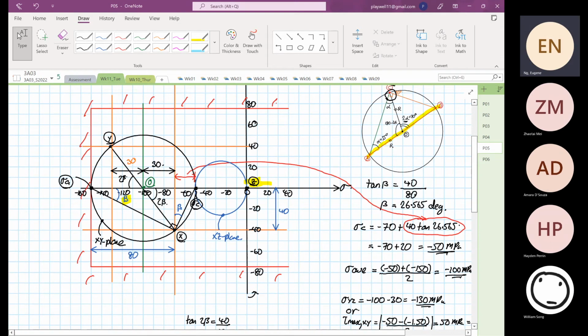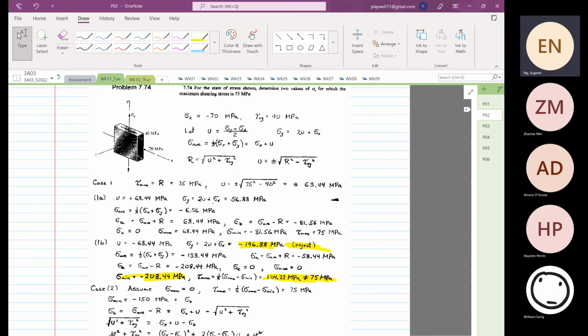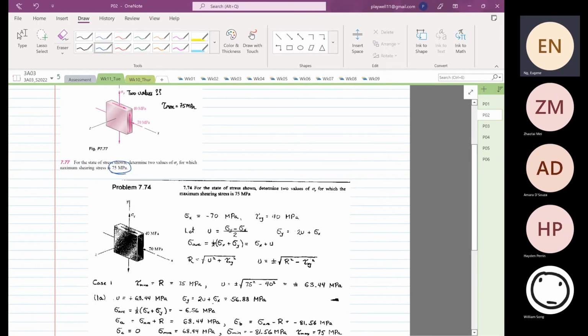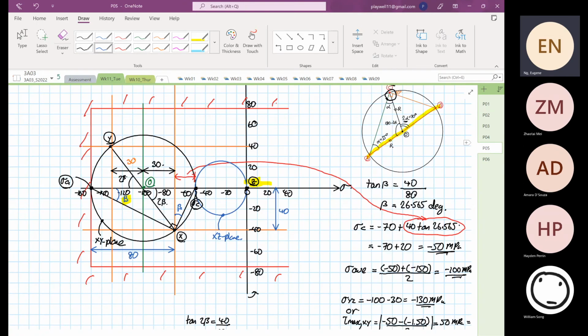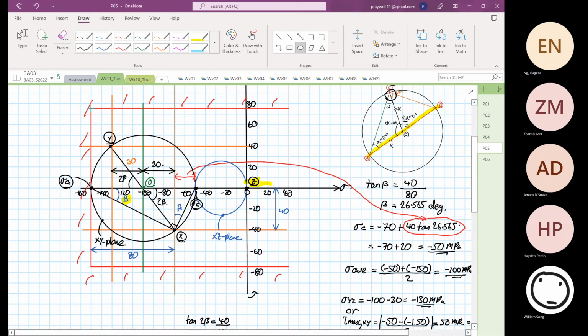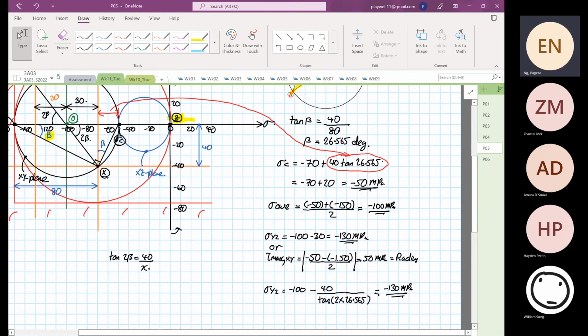And finally, we have to meet one more criteria. The third criteria we have to meet is the maximum shear stress. If you look at the question, the maximum shear stress must be 75. For this case, did we meet the maximum shear criteria? Not yet, until we construct the third Mohr circle. So this is the third Mohr circle. If we look at this third Mohr circle, the maximum shear stress is 75 megapascal. So this is our YZ plane. Okay, so this answer is valid.